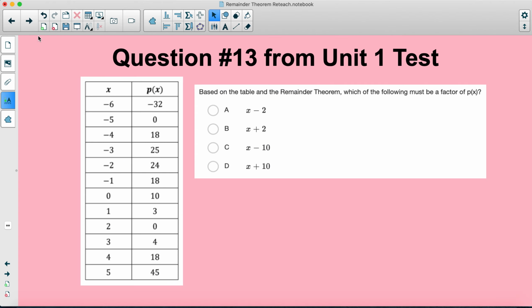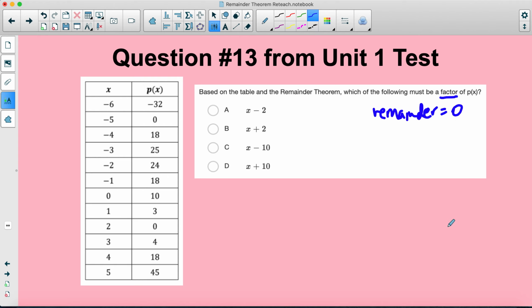So here was question 13 from the test. Only about a quarter of you got it correct, so take a look at it now. Based on the table and the remainder theorem, which of the following must be a factor of p of x? The fact that it's a factor tells us that the remainder has to equal 0. So if the remainder is 0, that means p of x, whatever we plug in for x, has to equal 0 at that point.